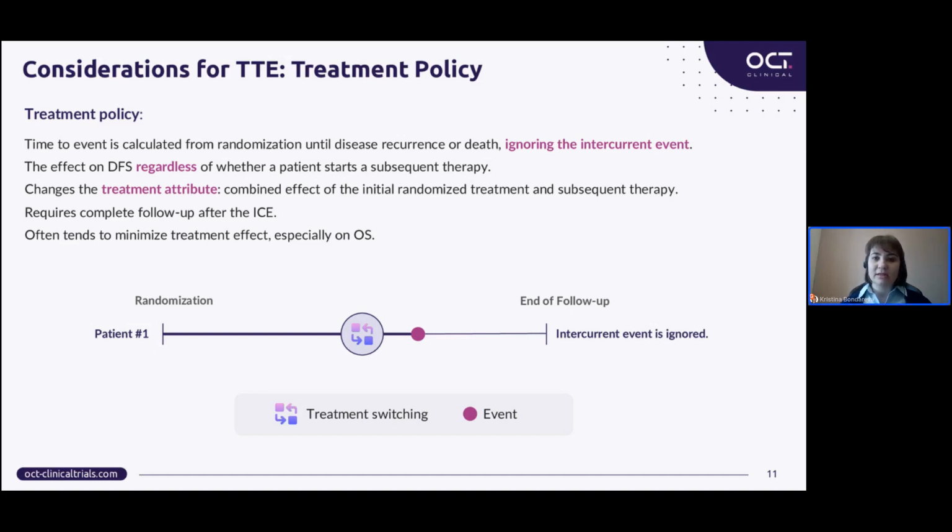It also affects the treatment attribute of the estimand, since the effect on the study drug, possibly followed by subsequent therapies, is to be estimated. In order to assess treatment effect using treatment policy strategy, data should be collected and assessed until the event of interest, even if a patient starts a subsequent therapy.